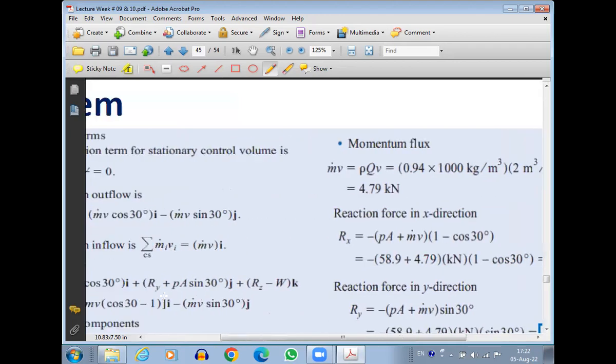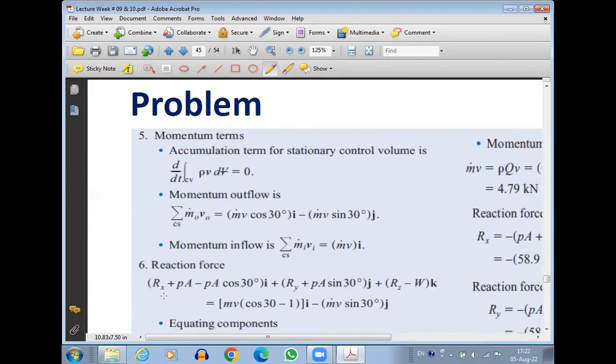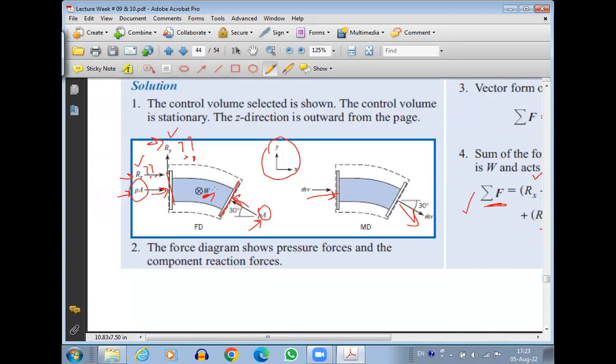Now we move towards the second thing, which is the momentum accumulation term, that is zero. Already discussed about it. Now momentum outflow. Outflow will again have two components, I and J components, okay? Because if you look here, the outflow is at an angle. This is the outflow, it is at an angle. So it will have a positive X component and a negative Y component. Okay, that will be for the case of outflow. For inflow, it's just the positive X component.